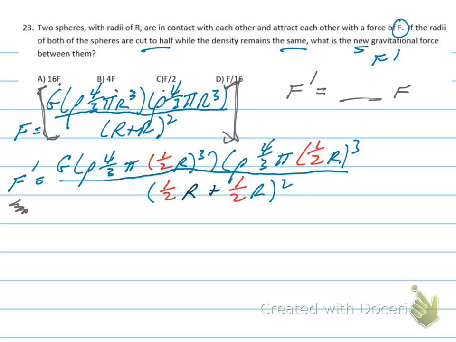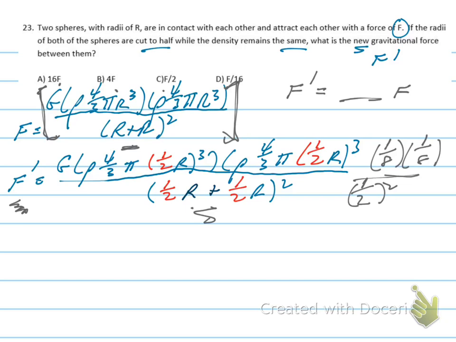So what we can do is say 1/2 cubed is going to be 1/8, and that's going to be multiplied by 1/8. Now in the denominator, what we need to do is get this situation back to the original situation. So what we need to do is pull 1/2 out. So it would be 1/2 squared. And then we would be left with r plus r quantity squared.